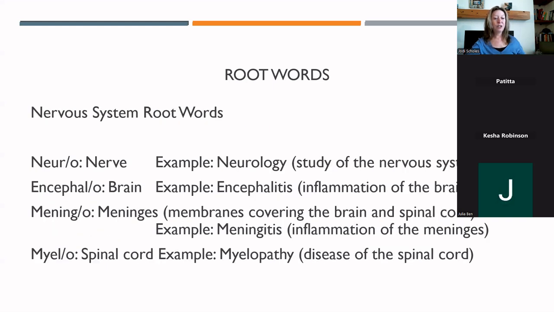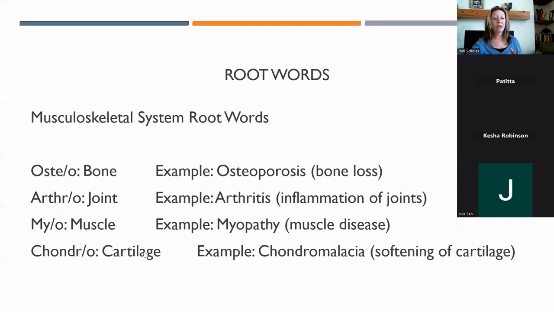Musculoskeletal. I was just looking at this because myelo is the spinal cord, but we have myo, which is muscle. So we're talking about musculoskeletal now, bones and muscles. We've got osteo for bone, arthro for joint. Arthritis, inflammation of the joints. Osteoporosis, a loss of bone density.